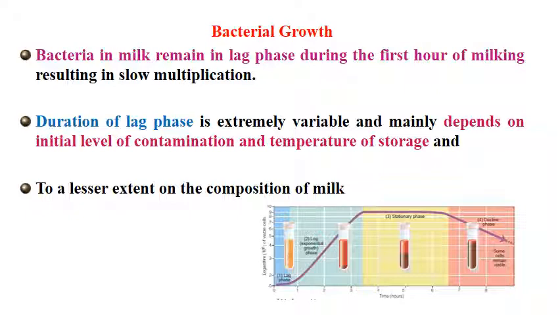Partially, this bacterial growth, that is the lag phase, depends to a lesser extent on the composition of milk, because there is not much variation within the same species, whereas between species there are variations. Milk as such is very rich in nutrients and very conducive for microbial growth. So that is of course affecting it to a lesser extent.